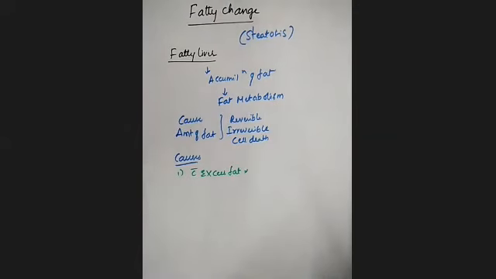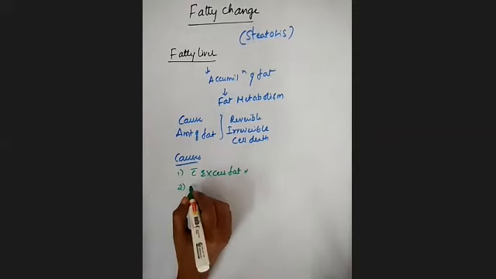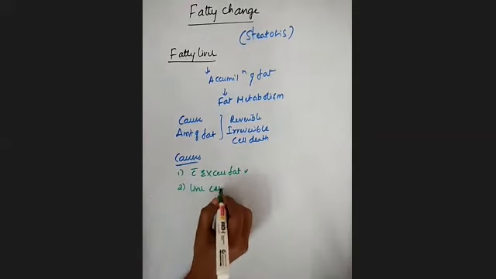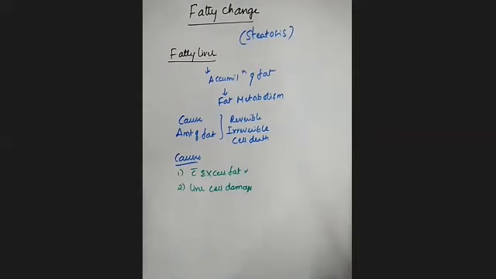The next one is liver cell damage. What is liver cell damage? It means fat cannot be metabolized. No doubt fat enters the liver, but because of damage to the liver cells, the liver is unable to metabolize the fat. So there is a chance of fat deposition inside the liver, which leads to fatty liver. These are the two main causes for fatty liver.